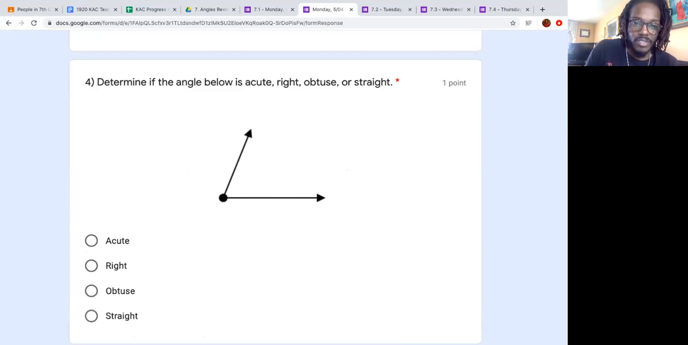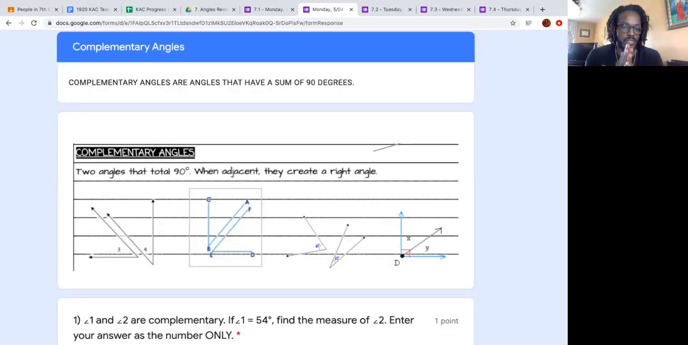Okay, so now that we have an understanding of what the different types of angles are, we also have the two differences of complementary and supplementary angles. Complementary angles are angles that have a sum of 90 degrees. So complementary angles are two angles that when you put them together, they total 90 degrees. These are two adjacent angles, meaning that the angles are right next to each other. And if you were to add the measures all the way up, you would get 90 degrees.